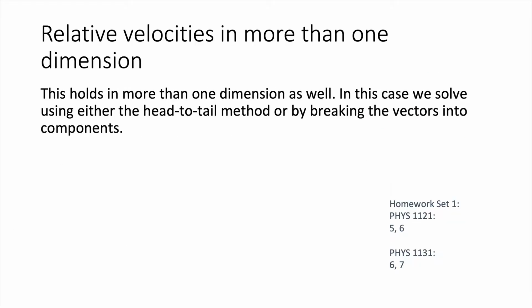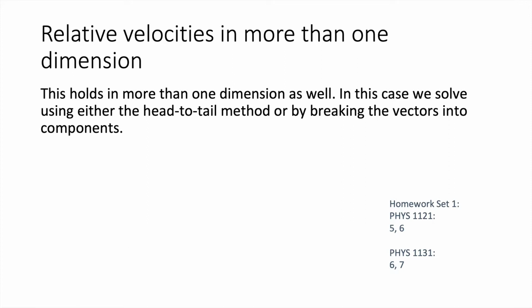Relative velocities can happen in more than one dimension. For example, we could have people moving in different directions over a plane instead of along a straight line. The relative velocity equation that we've derived also holds in more than one dimension. In this case, we can solve it either by adding our vectors head to tail or by breaking our vectors into components. To practice this, try homework set 1, questions 5 and 6 for 1121, or questions 6 and 7 for 1131.